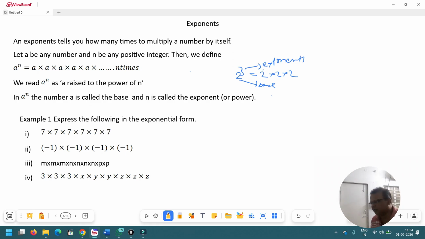Now consider the example. Express the following in exponential form. Since 7 is written 6 times, it will be written as 7 to the power 6. Minus 1 is written 4 times, so it will be minus 1 to the power 4. M is written 3 times, N is written 4 times, and P is written 2 times. That is M to the power 3, N to the power 4 and P to the power 2.